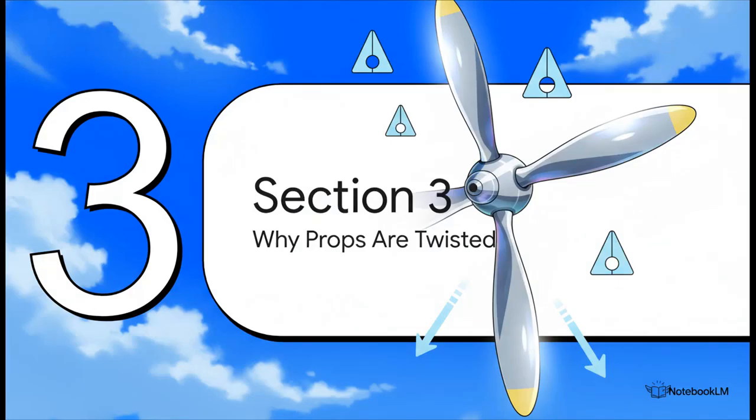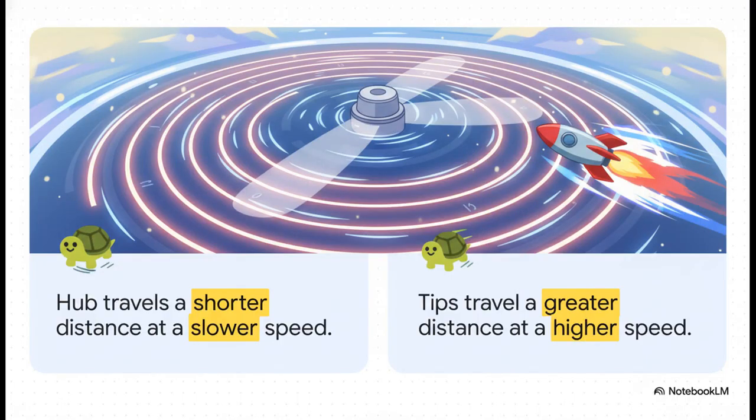Section 3. Why propellers are twisted. Okay, let's look at an engineering quirk you will absolutely be tested on. Why the twist? Well, think of a track and field race. The runner on the outside lane has to run a lot further than the person on the inside. Same exact thing for a spinning prop. The tips have to travel a vastly greater distance than the hub in the exact same amount of time, which means those tips are moving way faster.